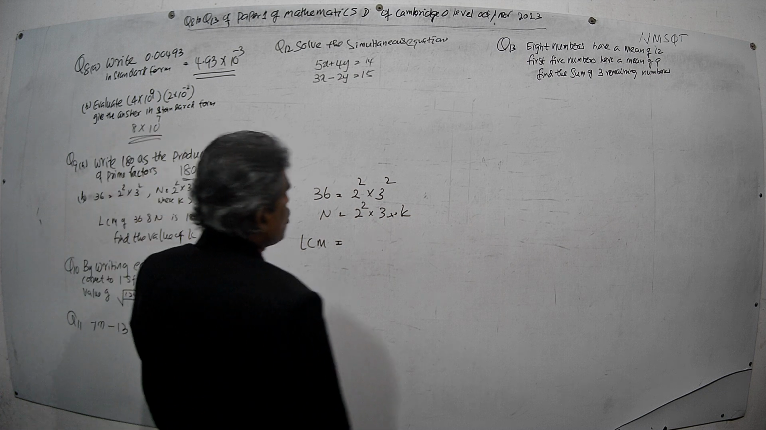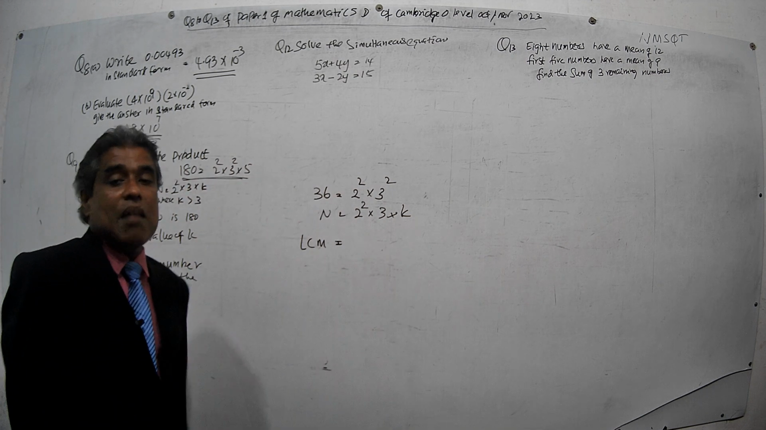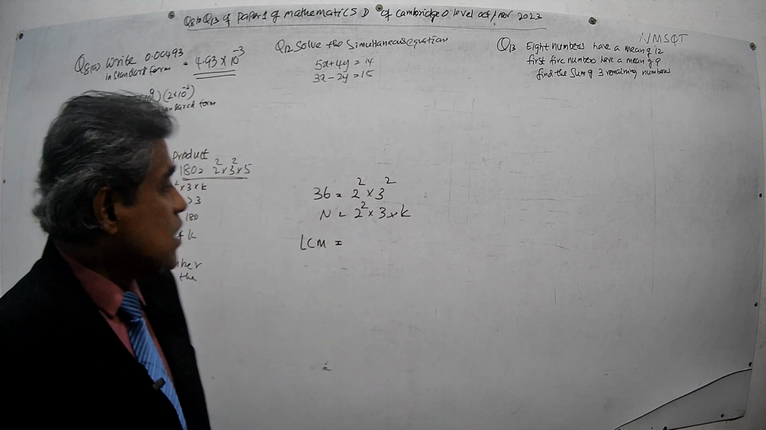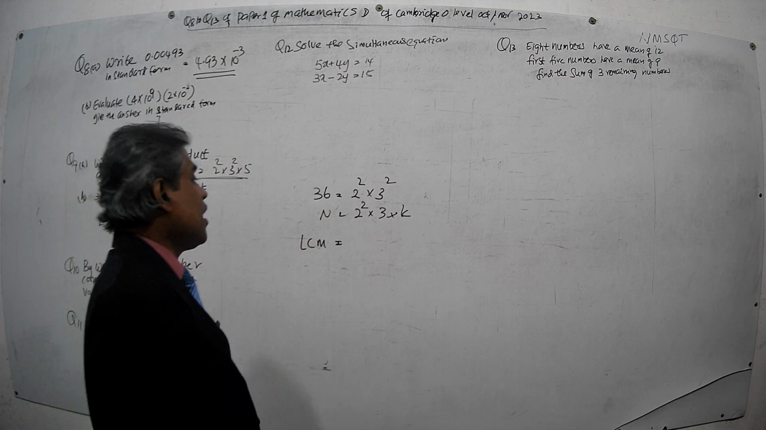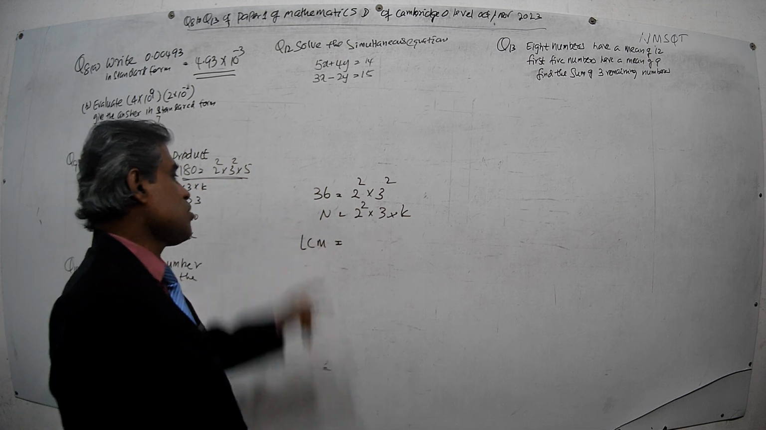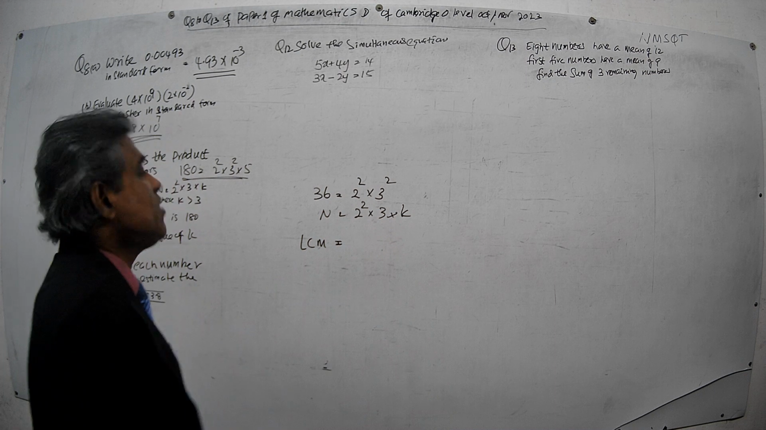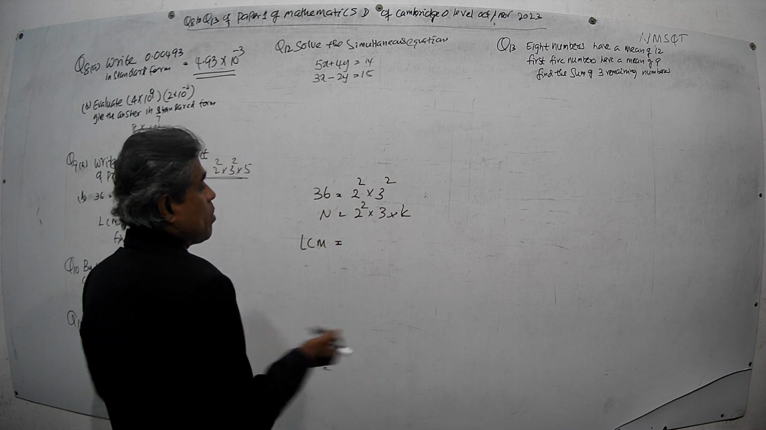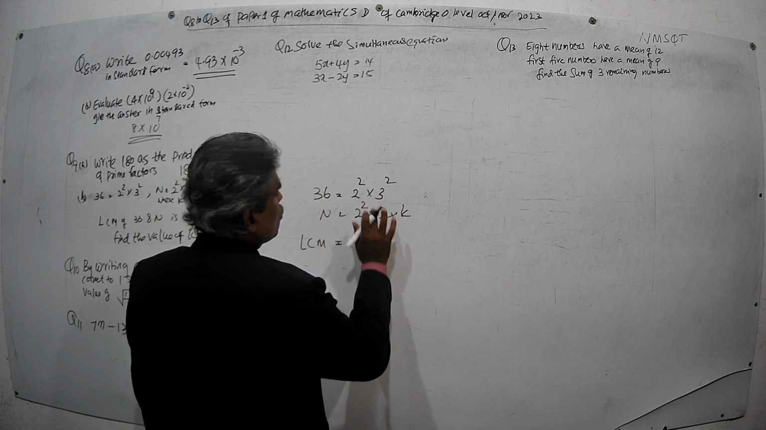How do you find the LCM when the numbers are given in prime factors? There is an easier way. You see whether there are common factors in the numbers whose LCM has to be found. These are the two numbers, 36 and n, and their factors are these. There are two common factors, 2 and 3. 2 is common for both, 3 is also common for both.